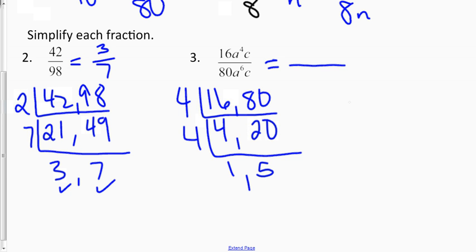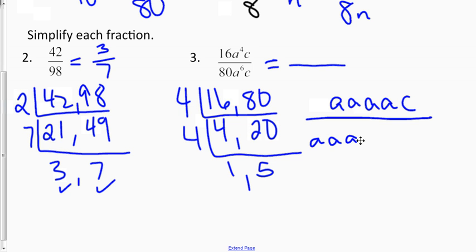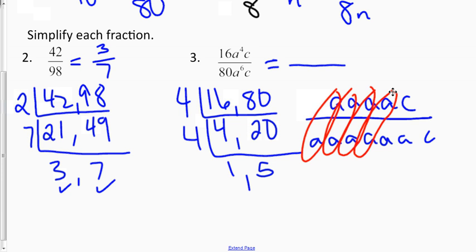And then I want to take a look at my variables. A to the 4th, so a times a times a times a times c. And then a to the 6th times c. A times a times a times a times a times a times c. And what do we have in common here? We have 1, 2, 3, 4 a's in common, and a c in common. So the greatest common divisor of a to the 4th c and a to the 6th c is going to be a to the 4th c.